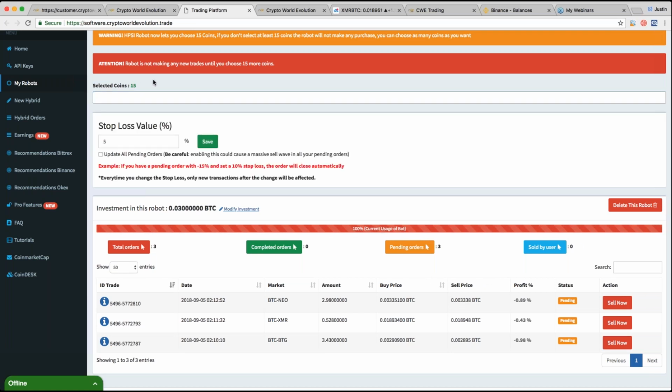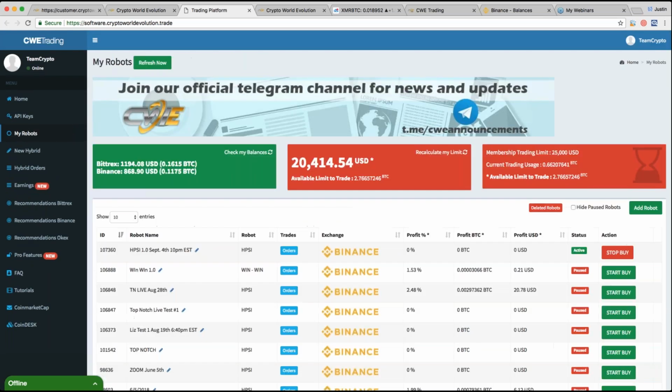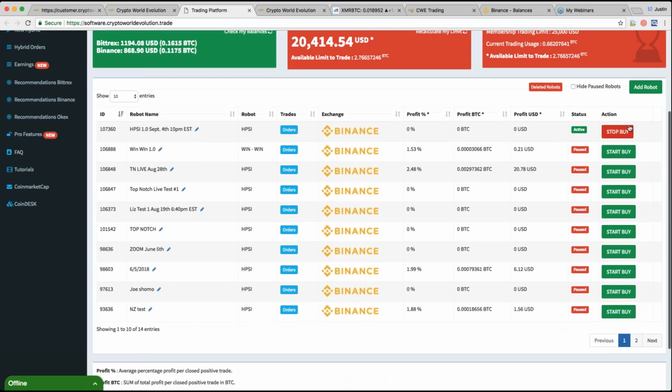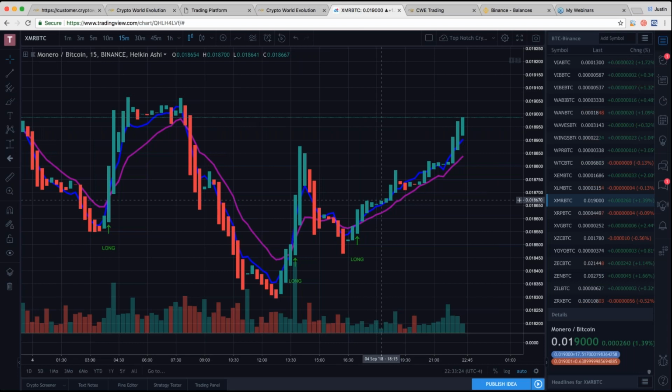Instead of deleting, I could come over here and pause the bot, or click on stop buy. But I like to leave it on so I can see that this is a bot I was messing around with, so I don't lose track of my bots. When I log in, I see this bot's active right now. I can go in and see that I deleted the coins out, and then I can just reevaluate the market condition and see what it's doing.